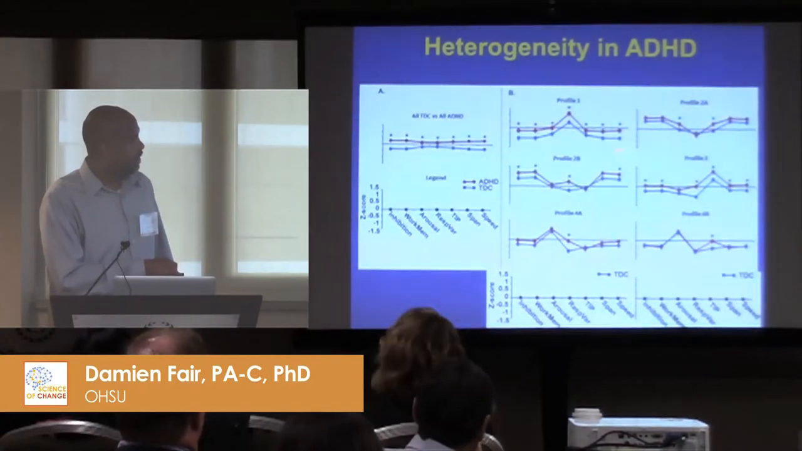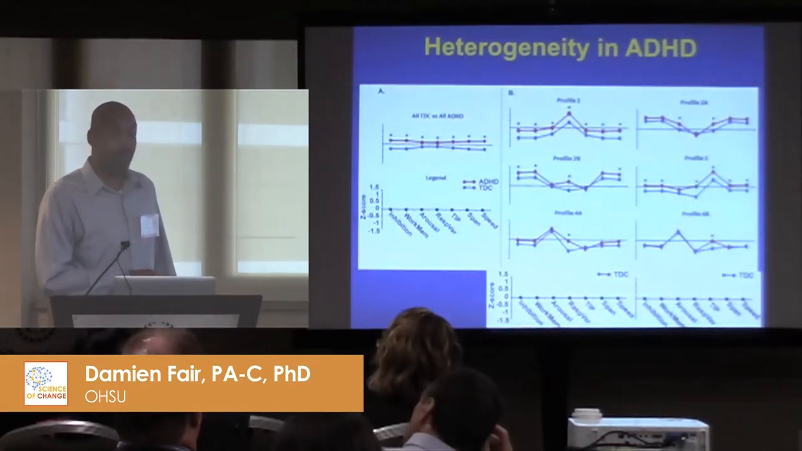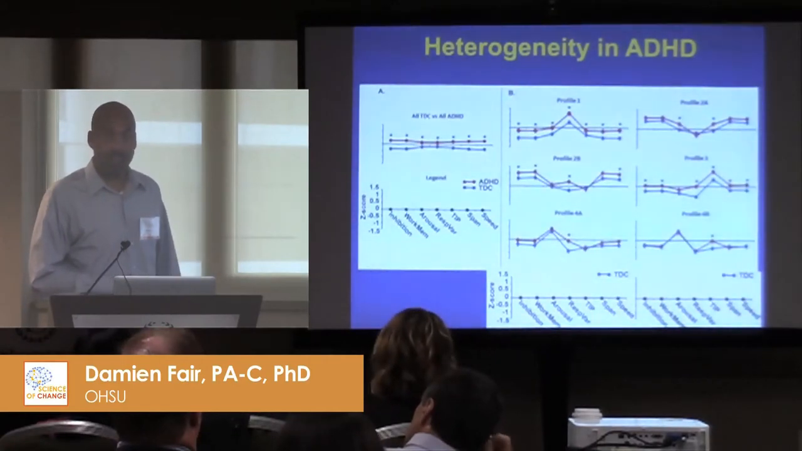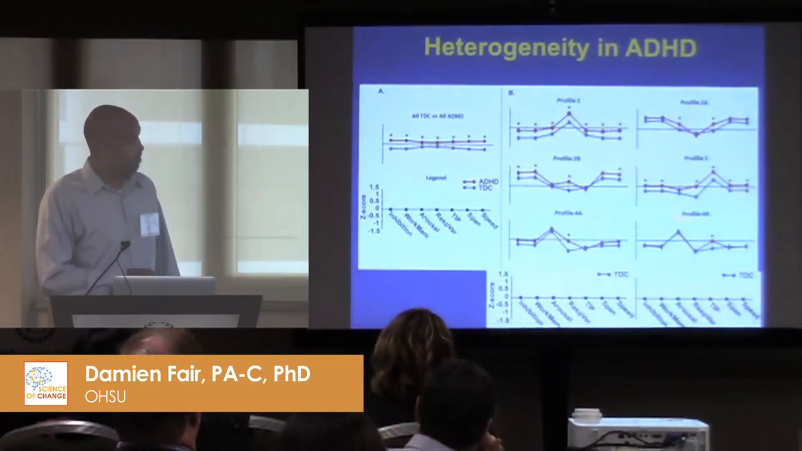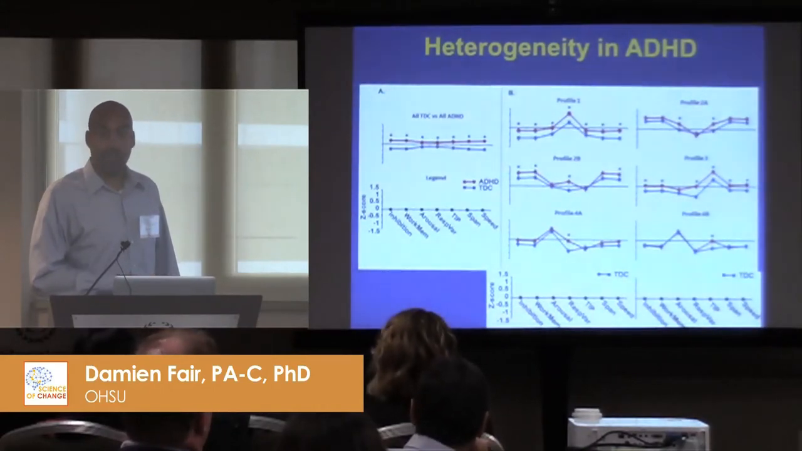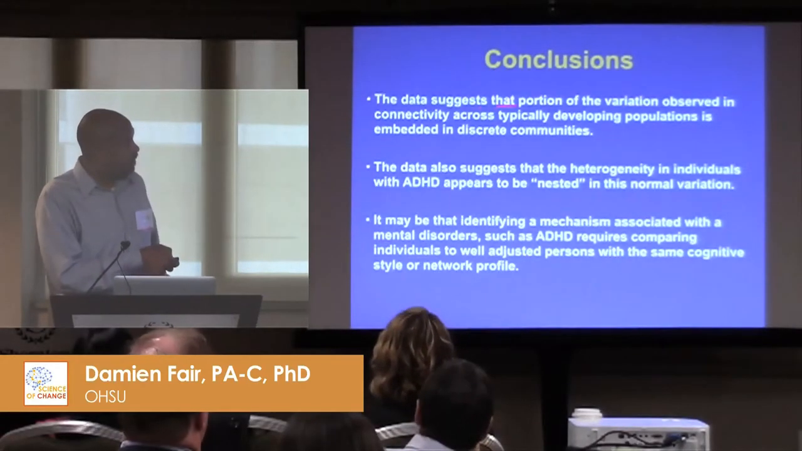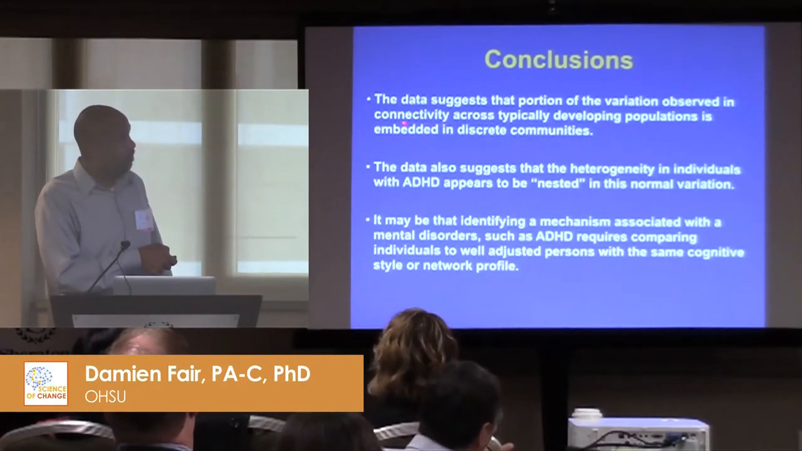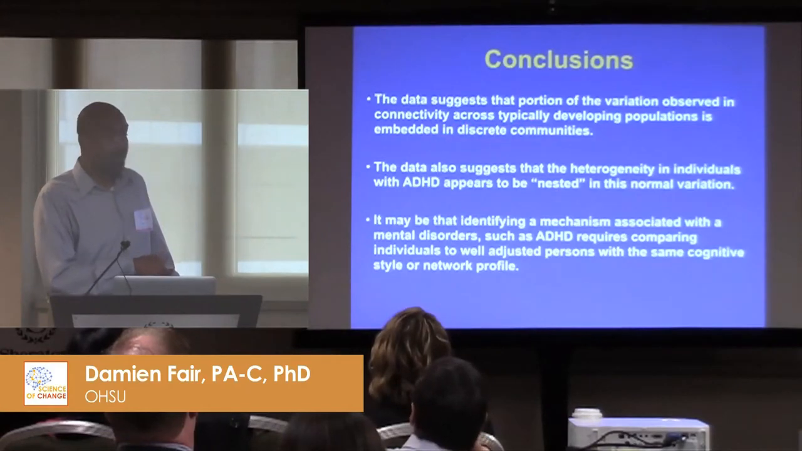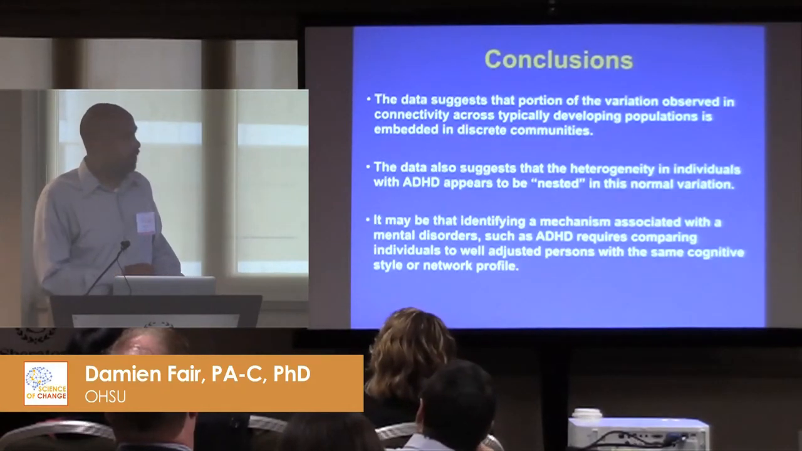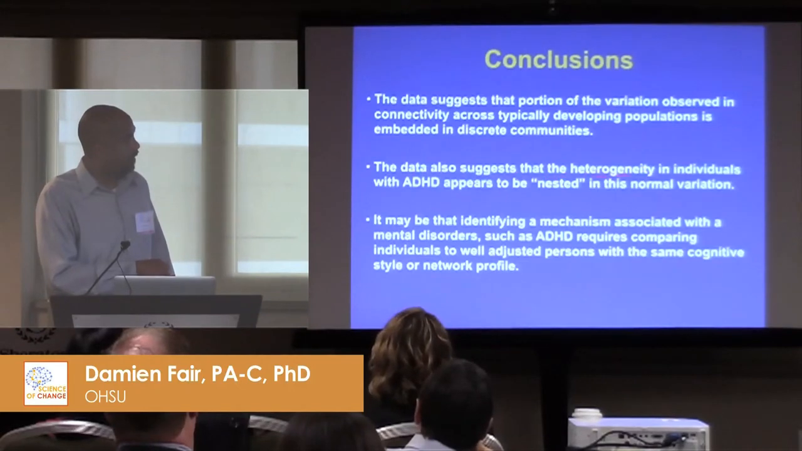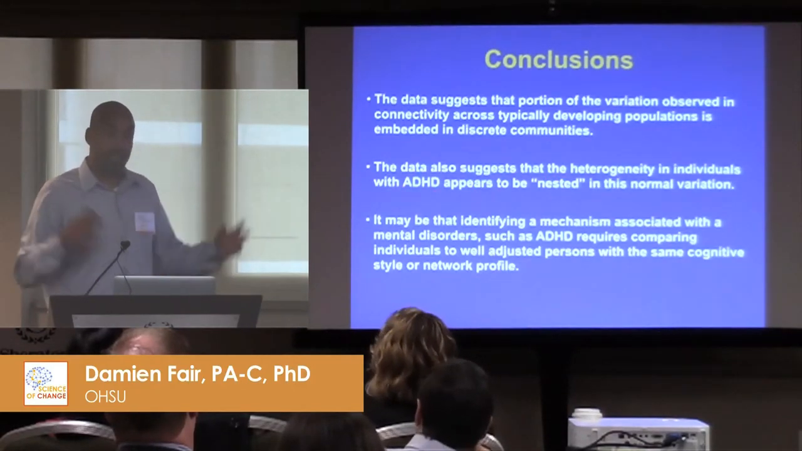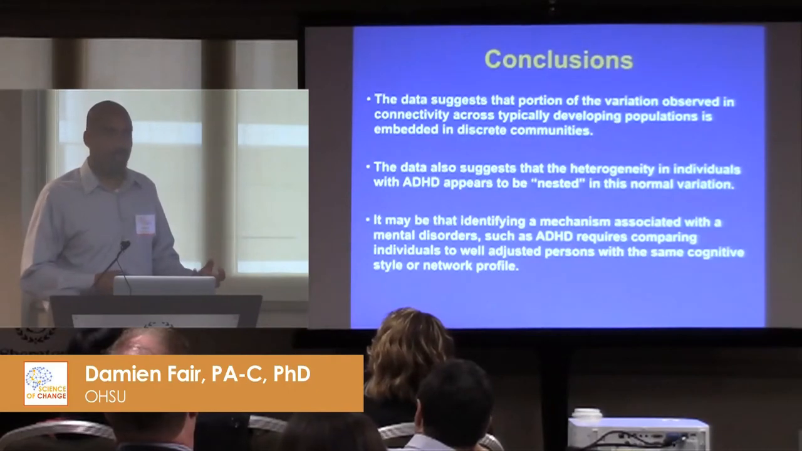In some kids, indeed, they're atypical across all these domains, okay? But in other kids, they're almost identical to the control population, except for maybe in one specific domain, okay? And so what these data are beginning to suggest is that a portion of the variation we observe in behavior and in connectivity, I'm not going to show you those data, but in typically developing populations is embedded in these kind of discrete communities. The data also suggests that the heterogeneity in individuals, at least with ADHD, appears to be kind of nested in this normal variation, right?